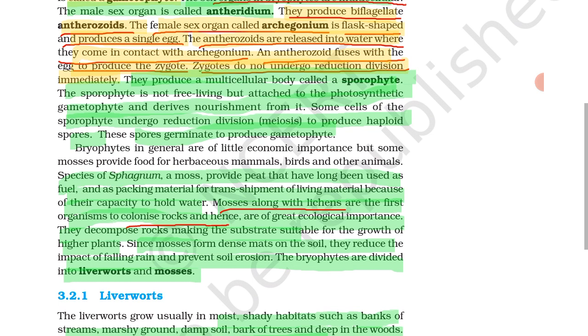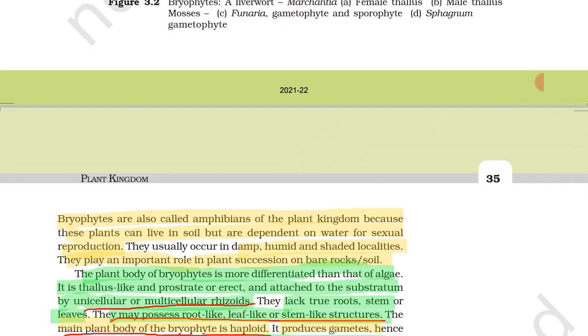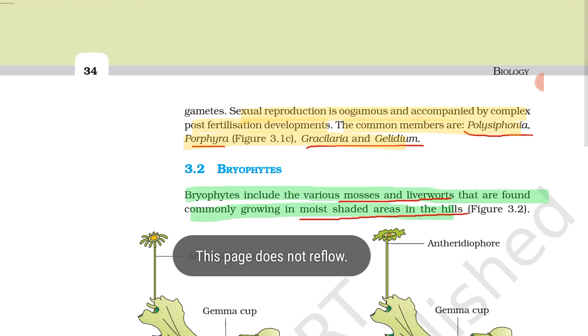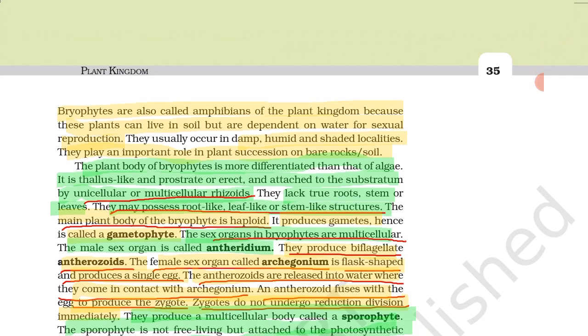Since mosses form a dense mat on the soil, they reduce the impact of falling rain and prevent soil erosion. Means what? Mosses form a dense mat on the soil, they reduce the impact of falling rain and prevent soil erosion. Means they reduce the impact of falling rain, and because of that soil erosion is also reduced. The bryophytes are divided into liverworts and mosses. Yes. So let's revise what we have learned in bryophytes, that bryophytes include liverworts and mosses.